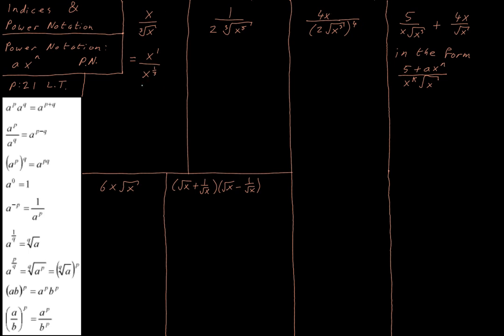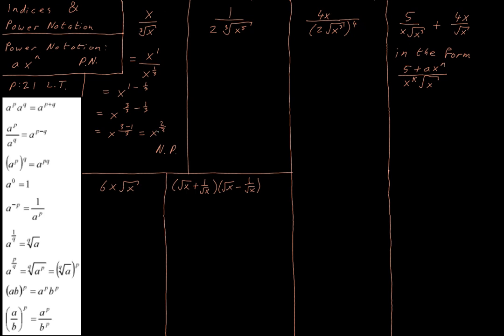Now, when we are dividing the same base, we can subtract the powers because we're essentially cancelling out a particular number of x's. So we have x to the power of 1 minus this power of a third. So we can write that as x to the power of 3 over 3 minus x to the power of a third. So we end up with x to the power of 3 minus 1 all over 3, which is x to the power of 2 all over 3. So that is a very fully written out version of the power notation for that. So that is written in power notation.